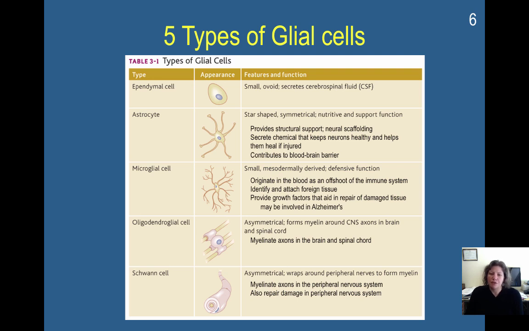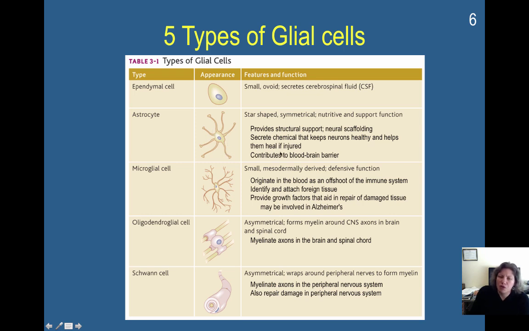Then you have an astrocyte. This is star-shaped and symmetrical. This provides a lot of nutrition and support function. This is basically a neural scaffolding, and it also secretes a chemical that keeps neurons healthy and helps them heal if they're injured. So they provide a nice sort of framework for neurons to rest on.